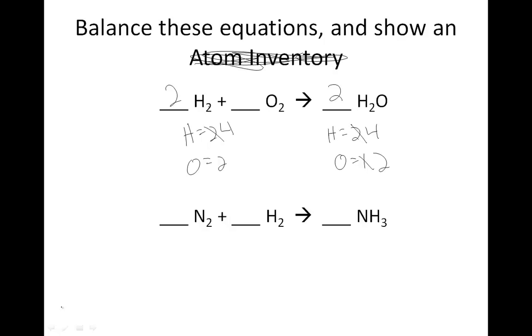Okay? N2 and H2 makes NH3. N equals 2. H equals 2. N equals 1. H equals 3. So if I start by balancing my nitrogens, I can put a 2 here, which gives me 2 nitrogens and 6 hydrogens. So my nitrogens are good, but my hydrogens aren't. So what times 2 equals 6?